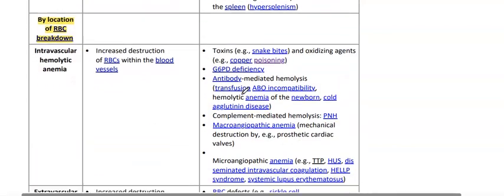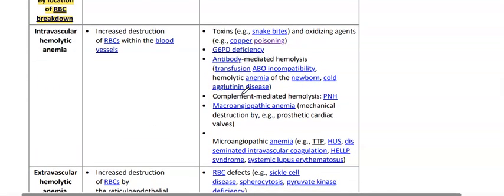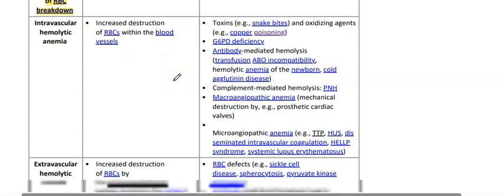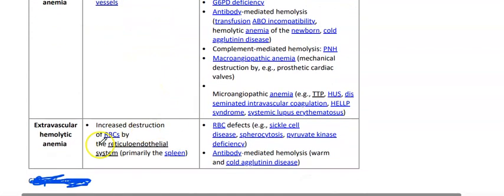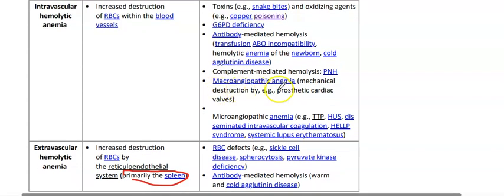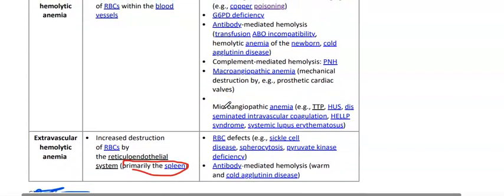Then by the location of the RBC breakdown, we have two types, intravascular and extravascular. In intravascular, increased destruction of RBC occurs within the blood vessels, while in extravascular, increased destruction of RBC occurs by the reticuloendothelial system, primarily in the spleen. So in extravascular hemolytic anemia, we have splenomegaly due to destruction of RBC in the spleen. Intravascular causes include toxins, G6PD, antibody mediated, complement mediated, macroangiopathic, and microangiopathic. While in extravascular, we have RBC defects like sickle cell disease, spherocytosis, and pyruvate kinase.